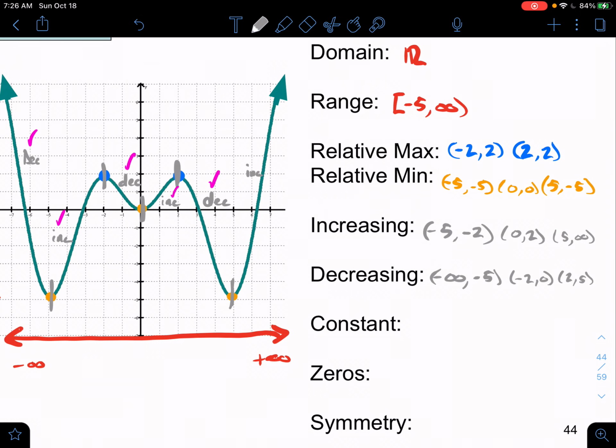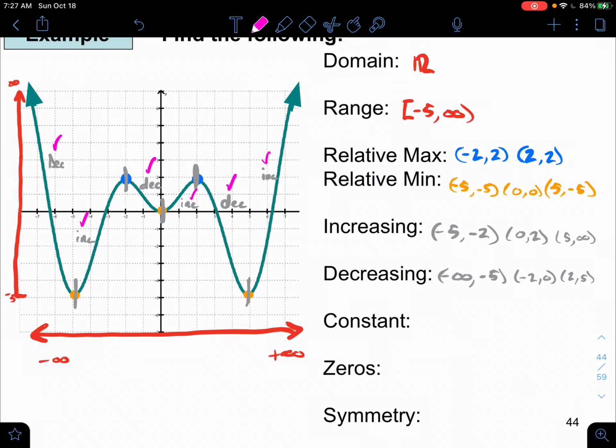Now, on a graph like this, what I would suggest is checking how many spots you should be increasing and decreasing. It looks like we had 3 decreasings, and we did have 3 decreasing intervals here. And similar to the increasings, we had 3 of those as well. So again, we see 3 of those over there. Now, our graph was not constant at any point here, so we will say this was no.